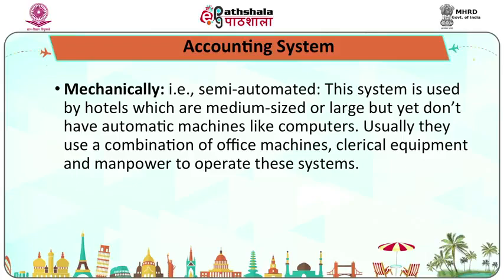Another system is the mechanical system, or semi-automated system. This system is used by hotels which are medium-sized or large but yet don't have automatic machines like computers. Usually, they use a combination of office machines, clerical equipment, and manpower to operate these systems. Guest transactions are printed on a machine-posted folio. The information recorded for each transaction includes the date, department or reference number, amount of the transaction, and new balance of the account.